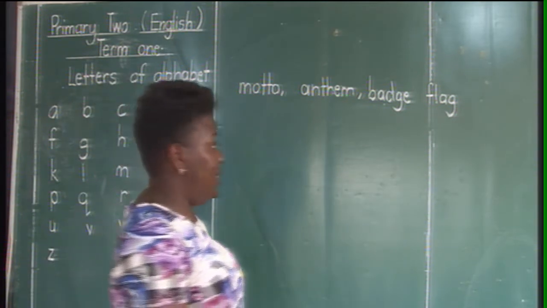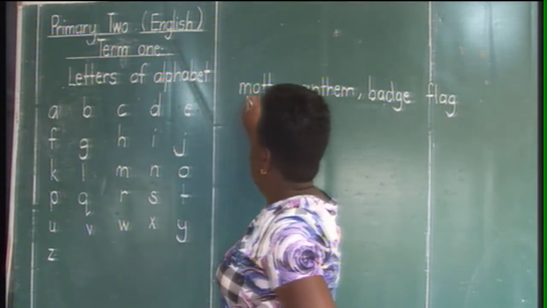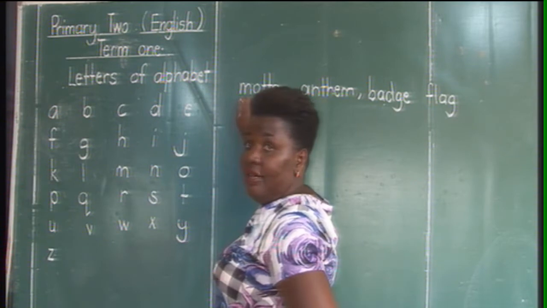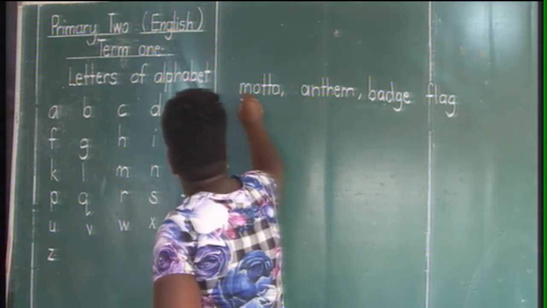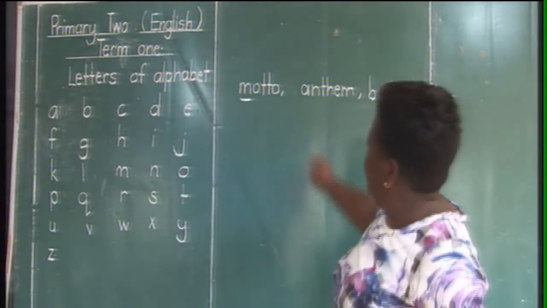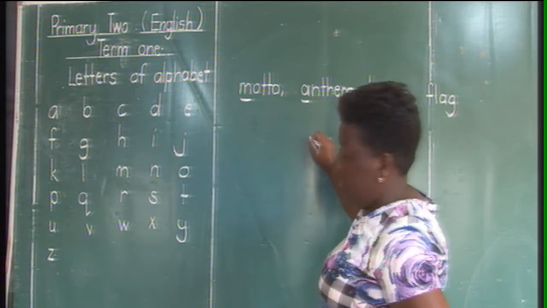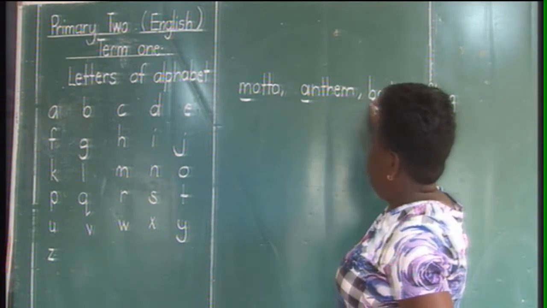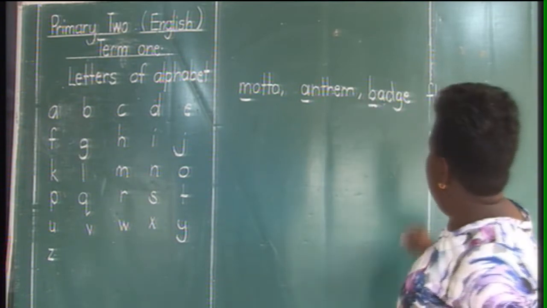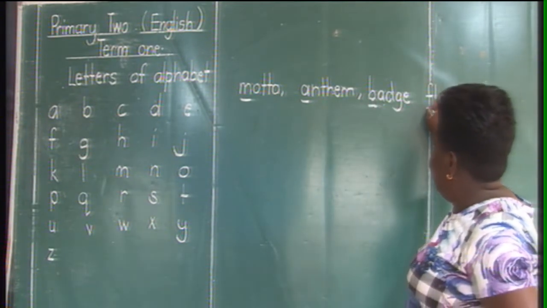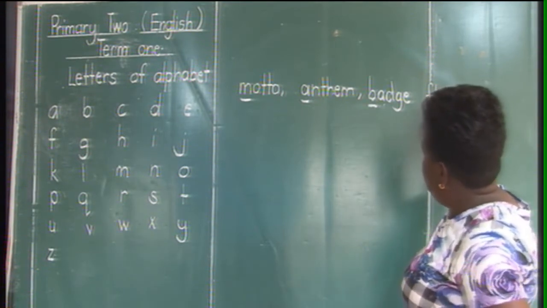In this case, the first letter of the word motto is M. Let me identify the first letter by underlining. We have M as the first letter. On the word anthem, letter A is our first letter. On the word badge, letter B is our first letter. And on the word flag, letter F is our first letter.